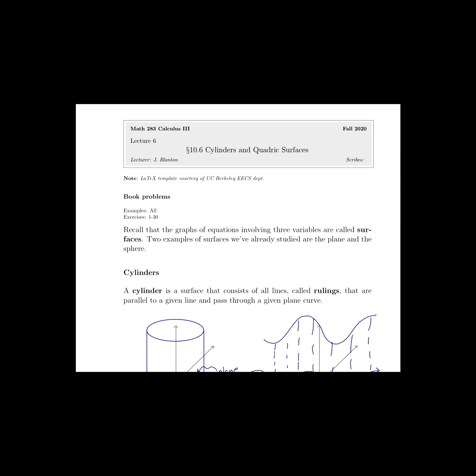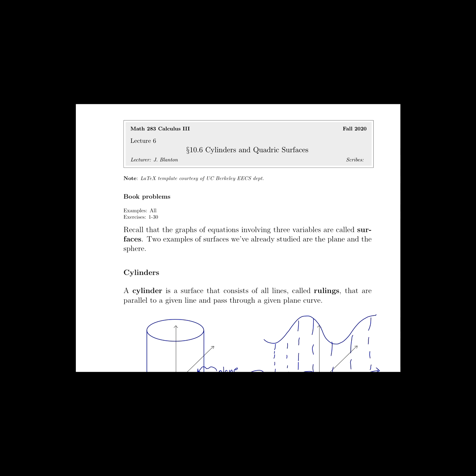In section 10.6, we cover cylinders and quadric surfaces. Quadric surfaces are essentially something like the quadratic curves that we learned in algebra classes before this. So we actually looked at that possibly in a trig or pre-calculus class and a little bit in Calc 1 as well. Anyway, this is the three-dimensional extension of that.